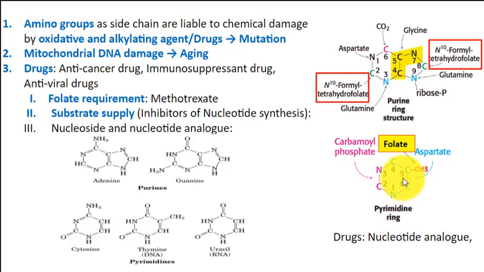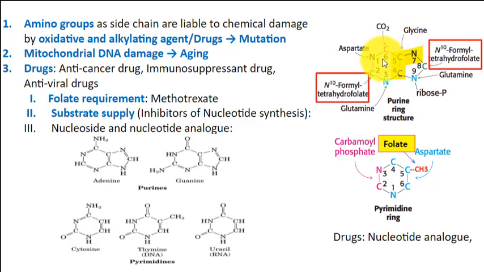So now for pyrimidine, let's focus on the contribution of folate here. For pyrimidine, the ring structure is not contributed by folate. Mark this point: ring structure is not contributed by folate. Only thymine gets contribution of folate as methyl side chain. That's the only contribution of folate towards pyrimidine.